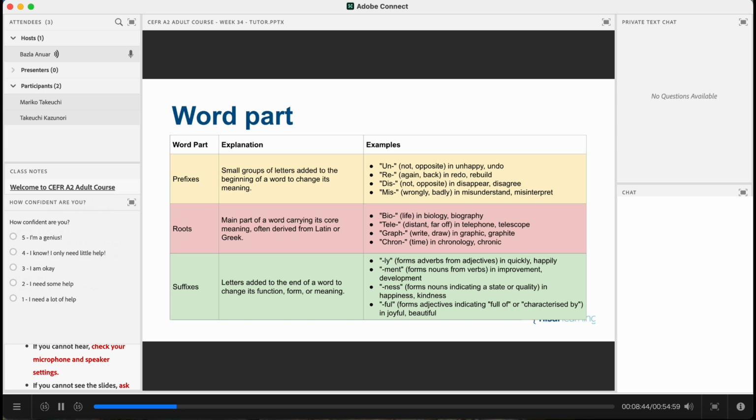Prefixes are small groups of letters added to the beginning of a word to change its meaning. We have a few examples, for example un, re, dis, and mis. So for example, unhappy, undo, redo, rebuild, disappear, disagree, misunderstand, misinterpret. Do you know any prefixes?